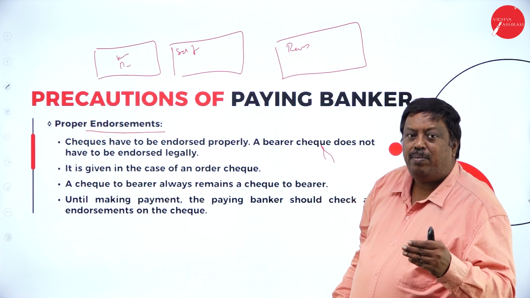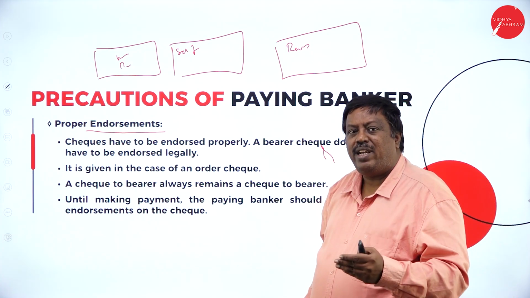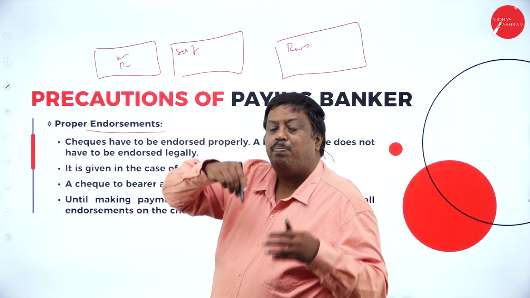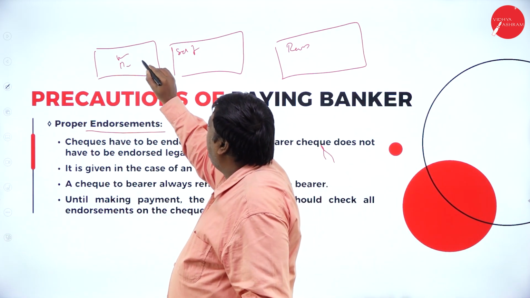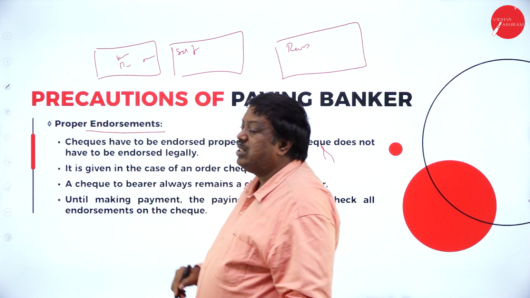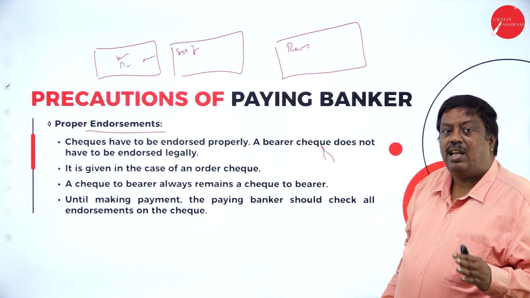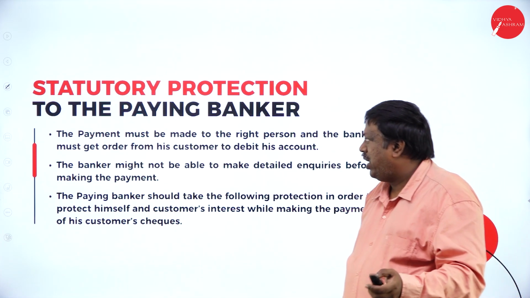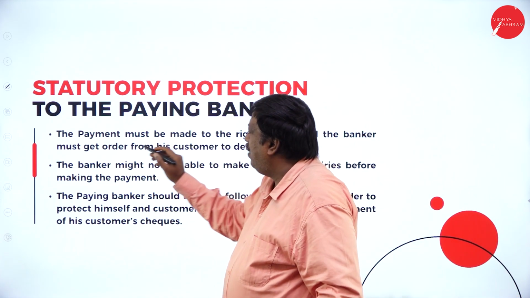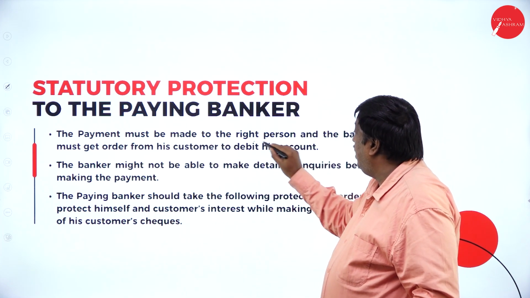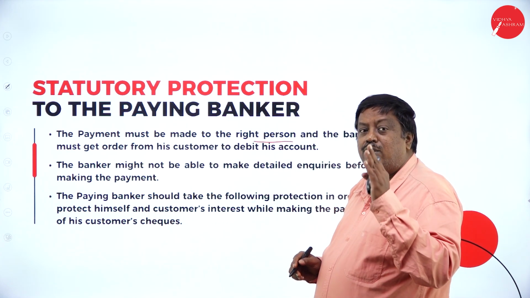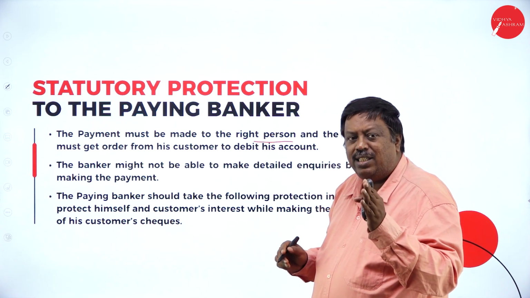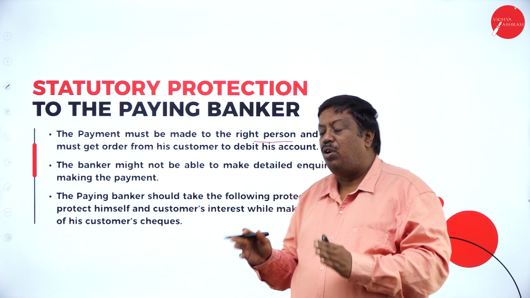Before making any payment, the counter people have to verify the check, and they even have to verify the documents of the person who has presented it. They have to get the signature of the person who is collecting the amount, then make the payment to the person who has presented the check. Statutory protection: the payment must be made to the right person. They are saying the person who presents the check, they have to verify whether the same person is collecting the amount or not.